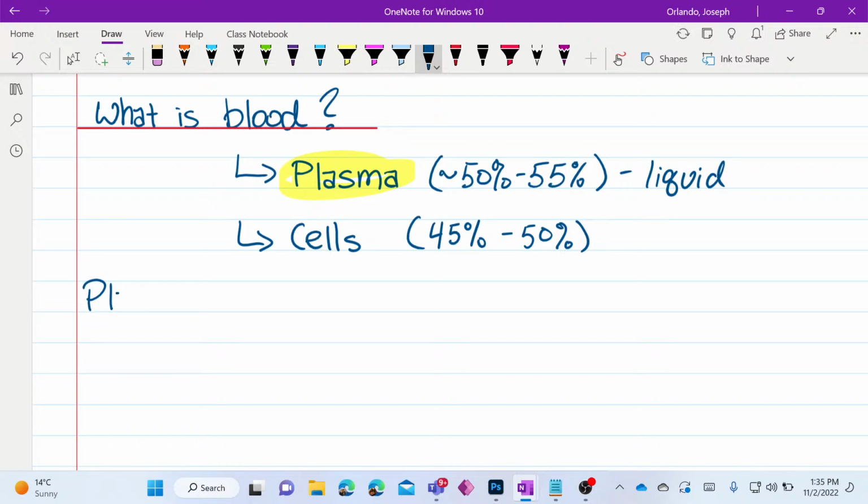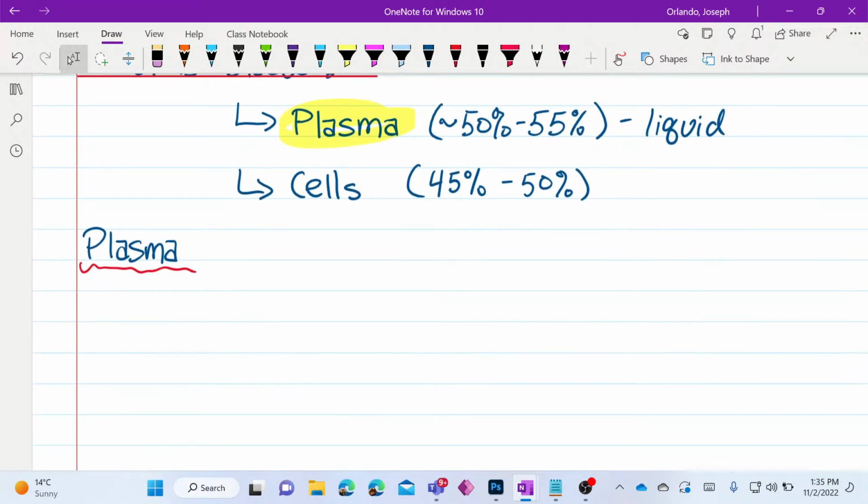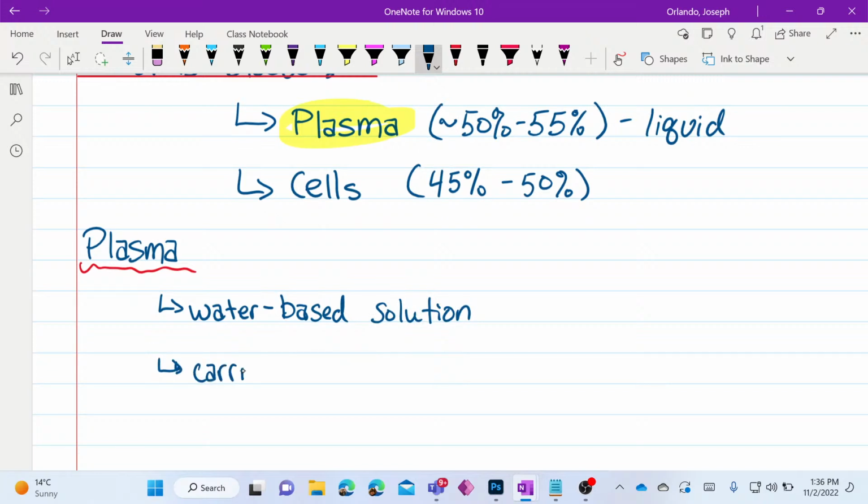By the way, plasma is a word we use all the time in biology to refer to the liquid portion of something. The cytoplasm is the liquid in the cell. Cyto meaning cell, plasma meaning liquid. The nucleoplasm is the liquid inside the nucleus. Well, here the blood plasma is the liquid portion of blood. It's a water-based solution. Carries most nutrients and hormones.